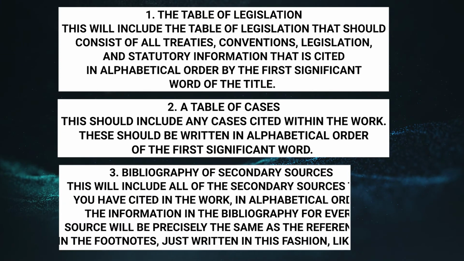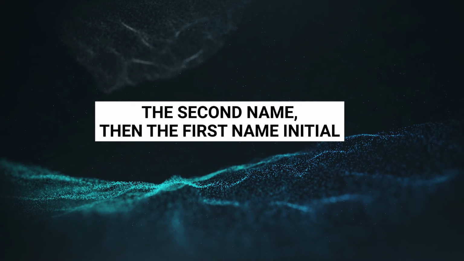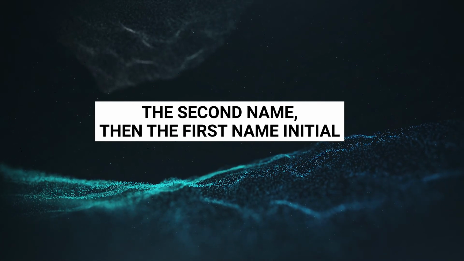And number 3, bibliography of secondary sources. This will include all of the secondary sources that you have cited in your work in alphabetical order. The information in the bibliography for every source will be precisely the same as the referencing in the footnotes, just written in the fashion like this. The second name, then the first name, initial.